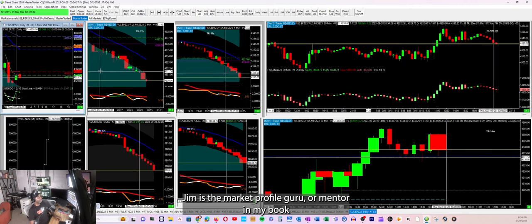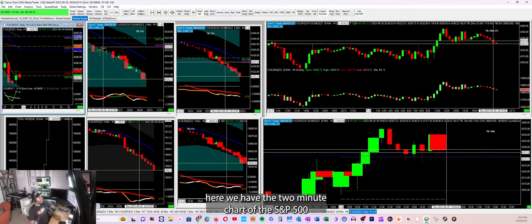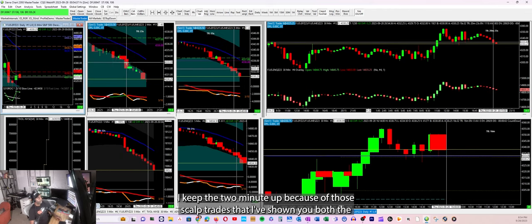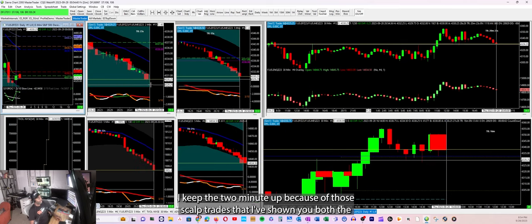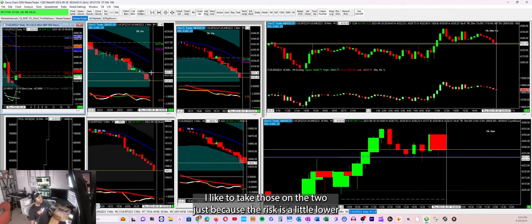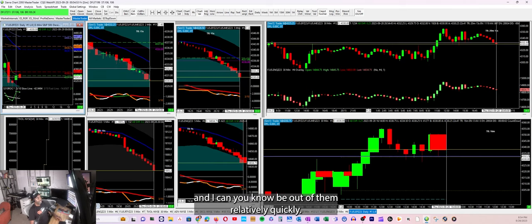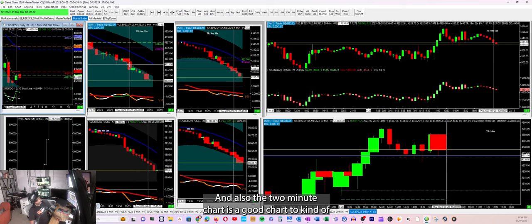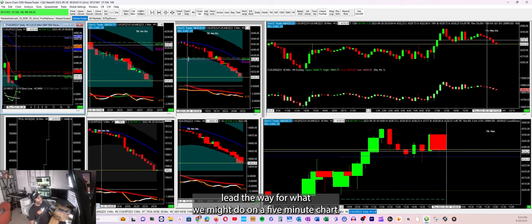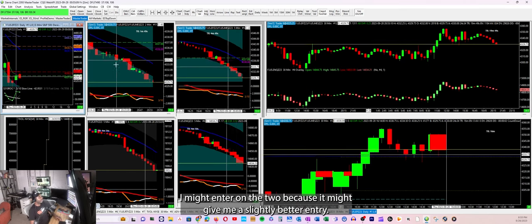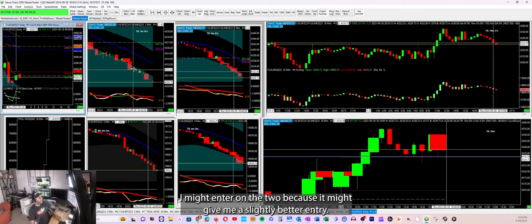Here we have the 2-minute chart of the S&P 500, and right next to it, the 5-minute chart of the S&P 500. I keep the 2-minute up because of those scalp trades that I've shown you, both the two candle pullback and the Keltner channel reversal. I like to take those on the 2 just because the risk is a little lower, and I can be out of them relatively quickly. The 2-minute chart is also a good chart to lead the way for what we might do on a 5-minute chart. So if something's setting up on the 5, I might enter on the 2 because it might give me a slightly better entry.